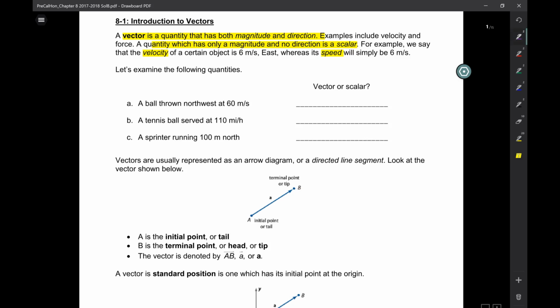So talk about this one. The first one: a ball thrown northwest at 60 meters per second. What do you think, vector or scalar? Right? And the second? Scalar. And the next one? Right. Okay.